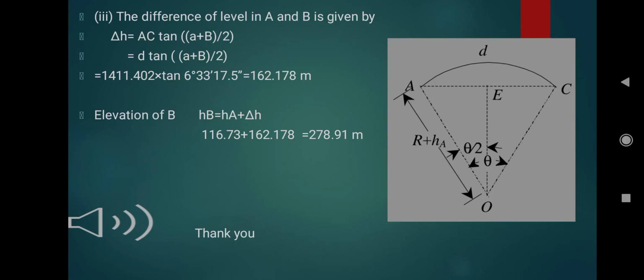So the elevation of B, HB, equals HA plus del H. So HB equals 116.73 plus 162.178, putting the del H value here. So the elevation of B equals 278.91 meters.